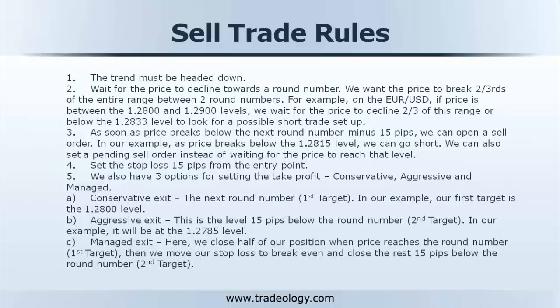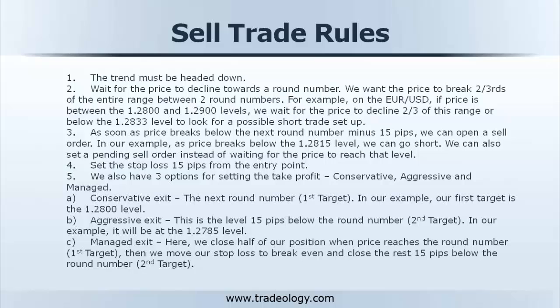Okay, so once we've identified the trend, point number 2, wait for the price to decline towards a round number. Okay, we spoke about round numbers. We know what these round numbers are. We want the price to break 2/3 of the entire range between two round numbers. Okay, and for an example, we'll use the Euro US dollar once again. If price is between the 1.2800 and the 1.2900 levels, we will wait for price to decline 2/3 of this range or fall below the 1.2833 level to look for a possible short trade setup.